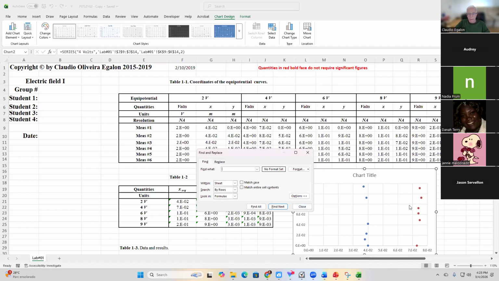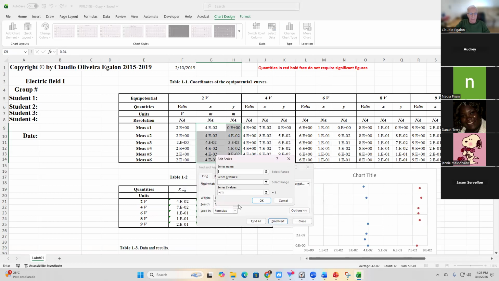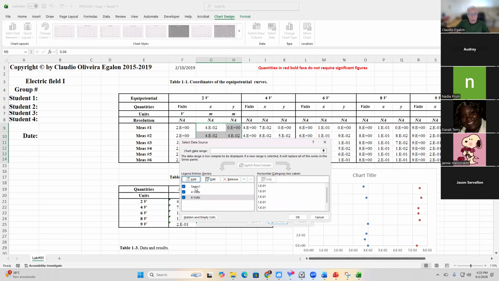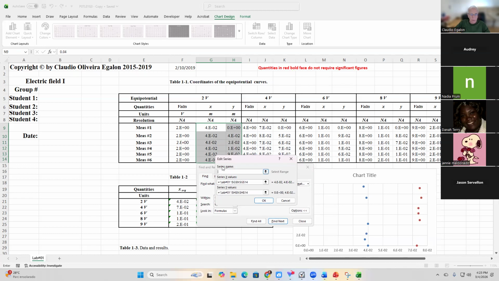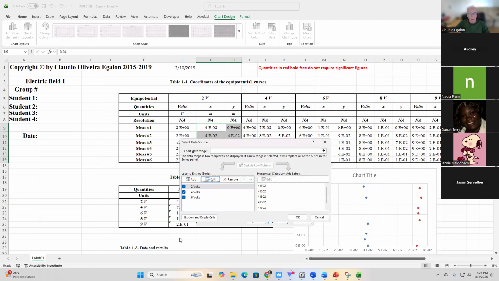Okay, so here you go. Third equipotential: click one of the data points, right click it, select data, add, and then you gotta write down 6 volts here. Select the X values for the 6 volt equipotential. Erase this number 1 that you have here in the series Y values. Highlight the values for Y, right? Click OK. Don't forget, you can also edit this series 1, and instead of series 1, just put 2 volts. Yeah, now you have 2 volts there.